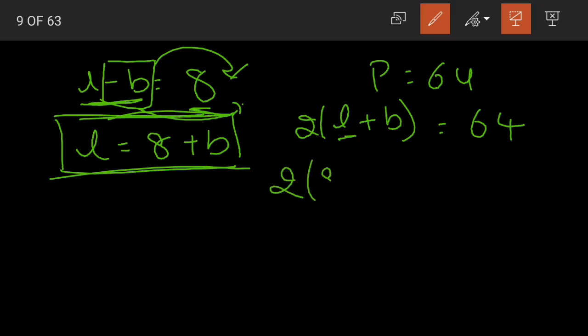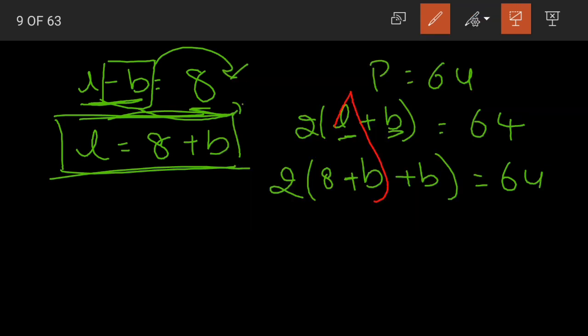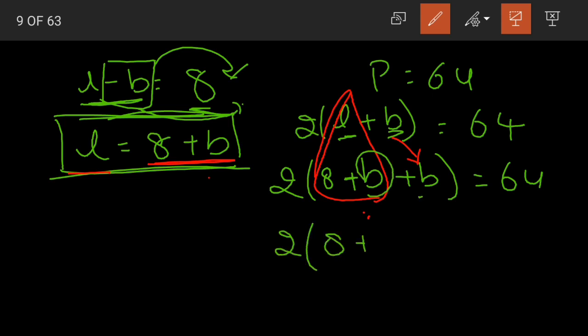So instead of L, we'll write 8 plus B, plus our B that we already have. Understood? Don't get confused. Instead of L, I am writing 8 plus B. L is nothing but 8 plus B, and the other B is written as it is. Now 2 into (8 plus B plus B), that is 2B, is equal to 64.